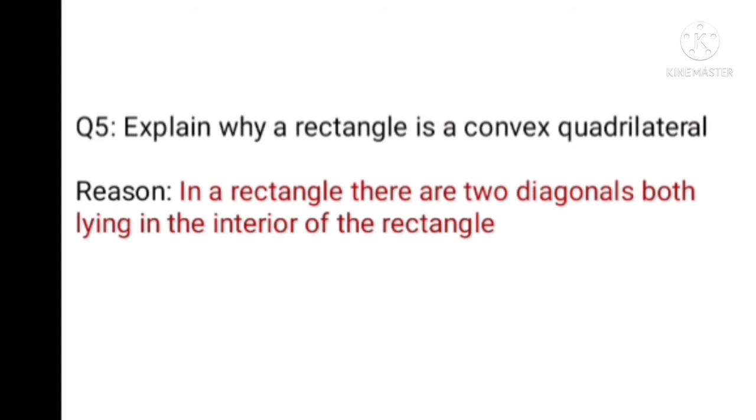Next question: explain why a rectangle is a convex quadrilateral. We have already learned what convex and concave quadrilaterals are. A convex quadrilateral is one whose diagonals lie within the interior only. If the diagonals go outside the boundary, it is a concave quadrilateral. In a rectangle, when we join the diagonals they cover only the interior area, so a rectangle is a convex quadrilateral.